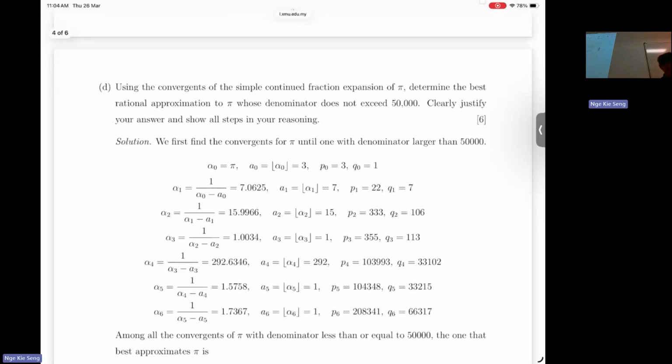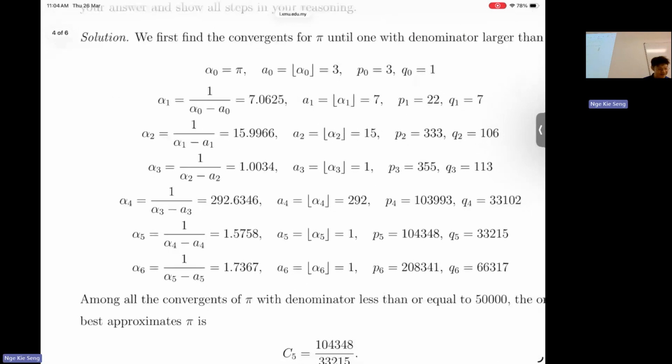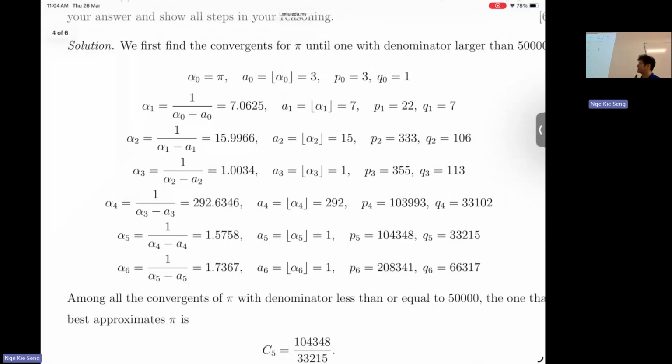Wow, seriously, they compute until A6. They really compute until A6. You see? Because A5 is not enough, because A5 does not exceed 50,000 yet. So it turns out that A6 is good, so the fifth one is the best rational.